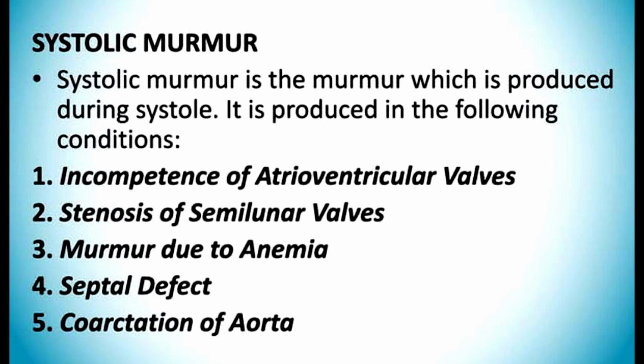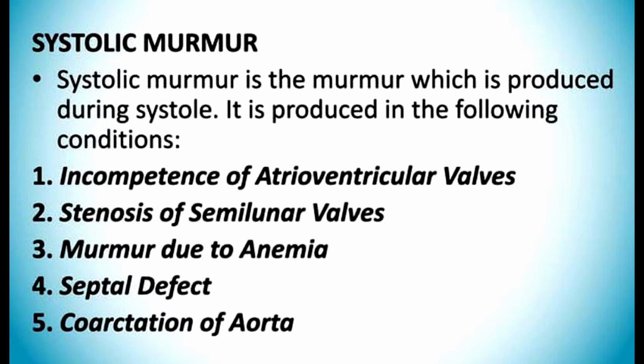Number one, when the AV valves become weak. When these valves become weak, they cannot close properly. So that will cause regurgitation of blood from the ventricles to the atria during the ventricular systole. It is a harsh blowing sound that is seen with a high frequency.